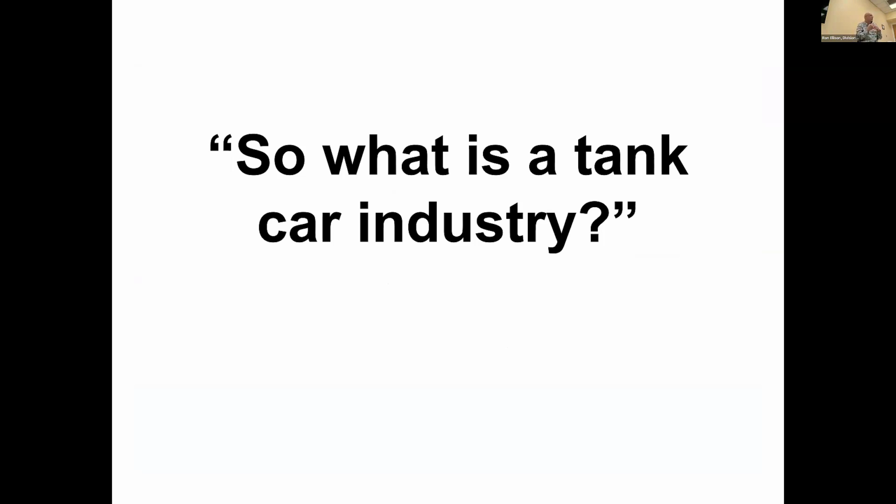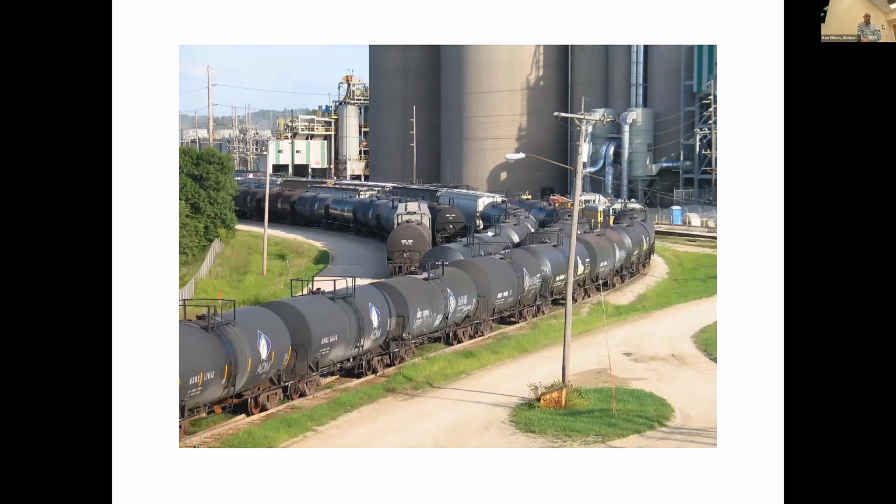But there's a piece of this industry that dictates I have stuff coming in and stuff going out that comes in tank cars, and that's what I define as a tank car industry. And so again, when you're looking at that kind of thing, what are we making? How does the tank car fit into that? So we've looked at this before.